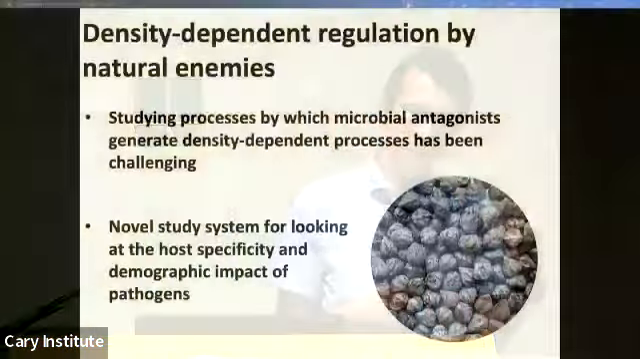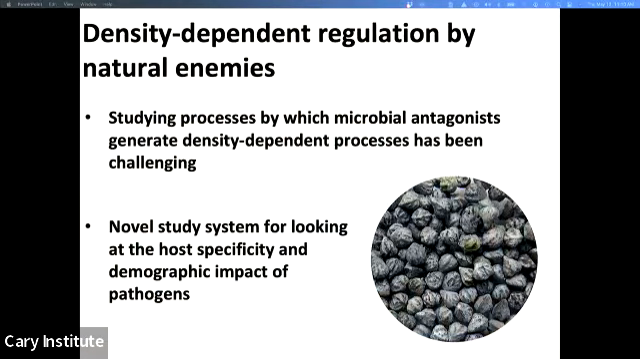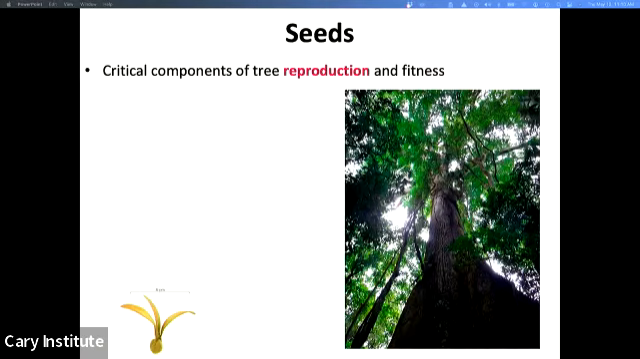And one of the things that I hope I will be able to convince you of at the end of this talk is that seeds are a great model to study density-dependent regulation by natural enemies in a way that is more manageable for empirical and experimental studies. But seeds are not only great models, they are also very important. They are critical components of plant reproduction and plant fitness.